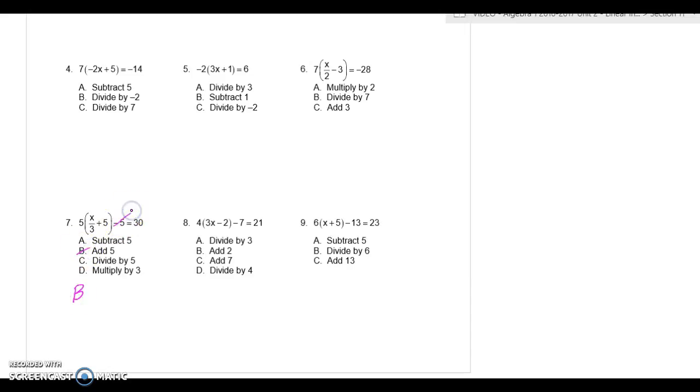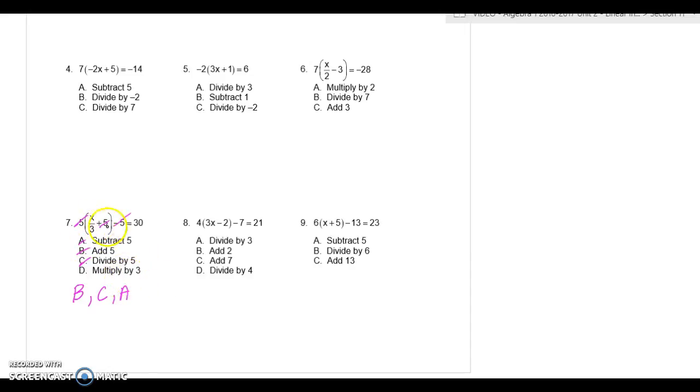So that's out of here. Then I'm going to get rid of that 5 out in the front because it's currently being multiplied. I'm going to divide by 5, and that'll take care of that. Now we have that expression on the inside. We have an add 5, so we're going to subtract 5 to get rid of that.